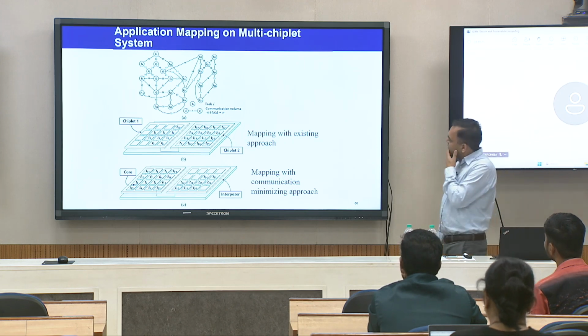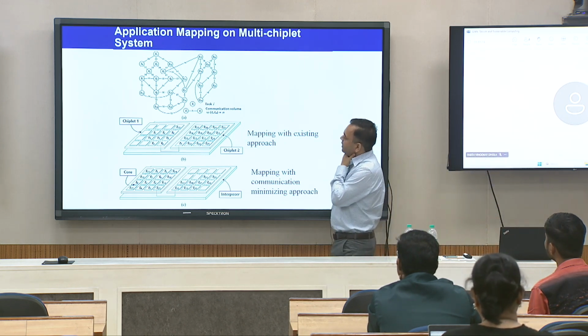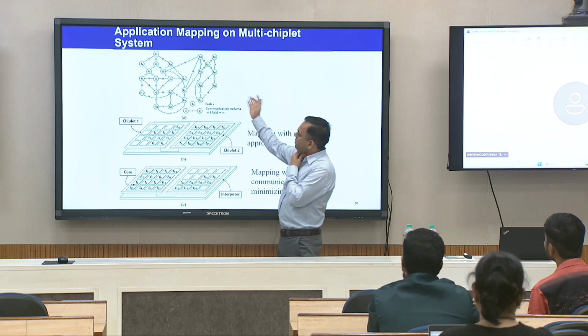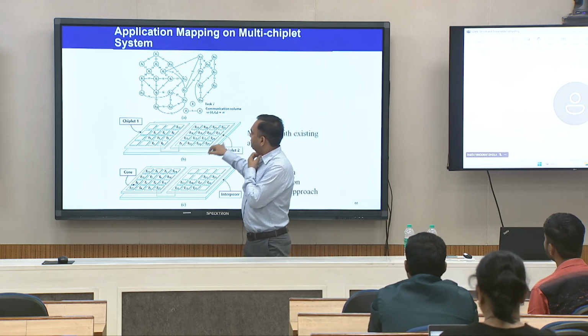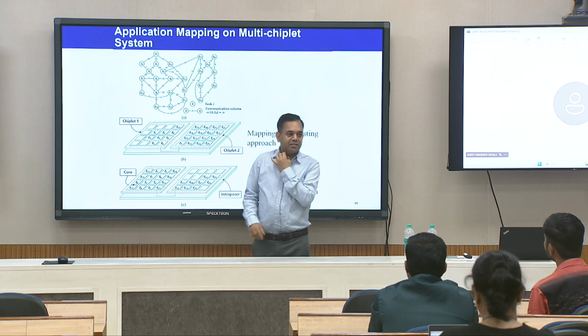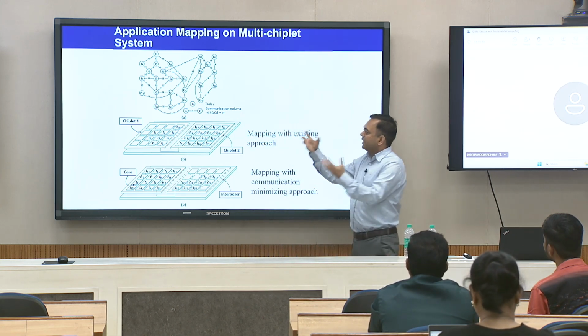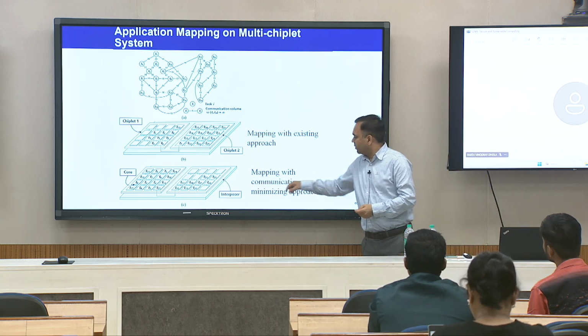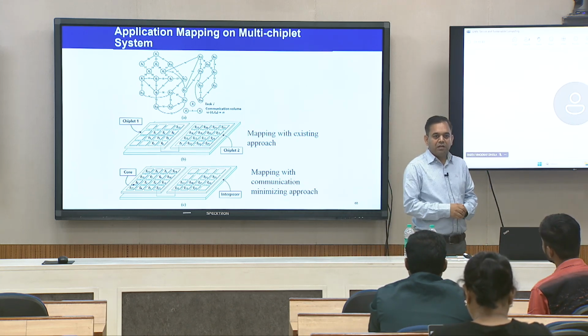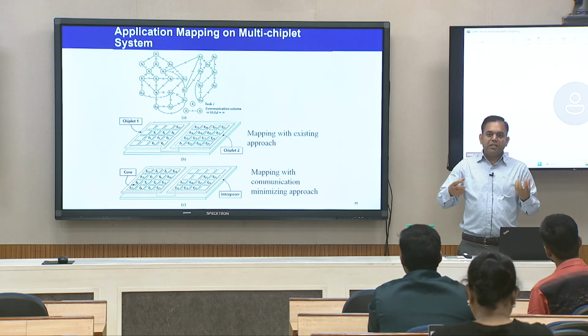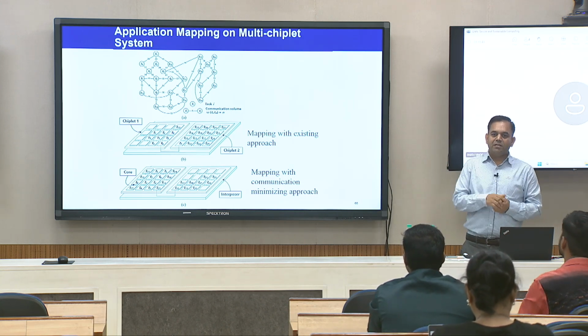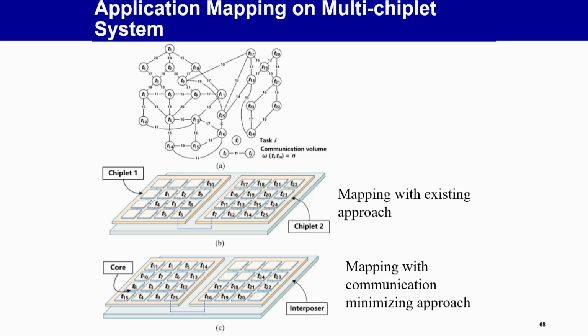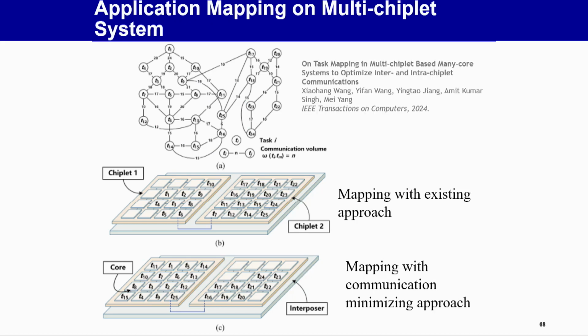I think this one maybe we can skip. So one of the students actually did some work. He took some applications and a chip that has 2 chiplets, and he looked at how the existing approach will map the tasks onto it, and then he developed a communication minimization approach. So again, balancing the computation and communication from the multi-chiplet system point of view. I think more details are in this paper, which was just published last year.